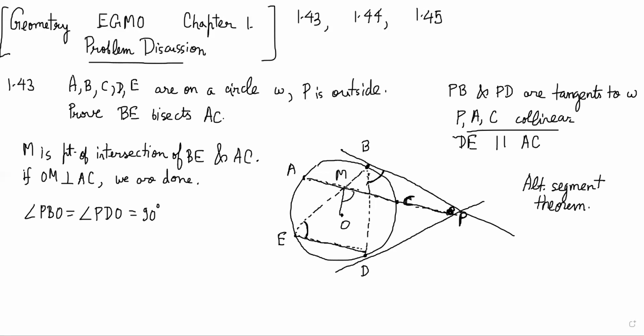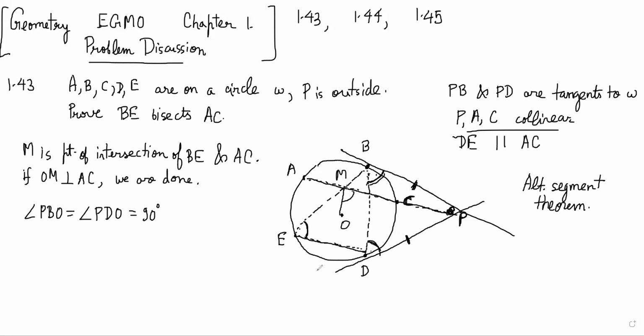Wait. Actually, since this is an isosceles triangle, because tangents are of equal length, we can say this angle is also the same. From an external point, tangents will be of equal length. So if PB is equal to PD, then this angle is equal to this angle is equal to this angle, right?